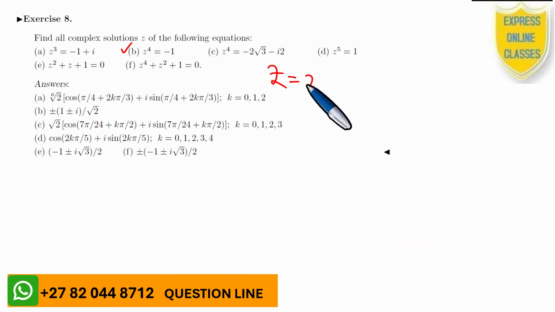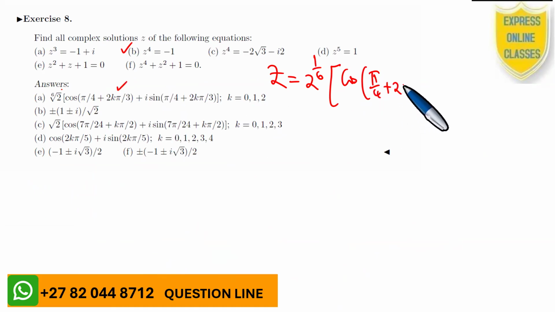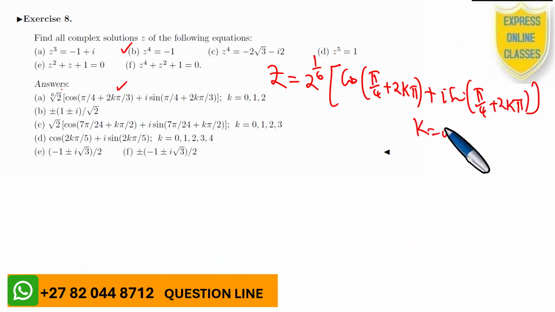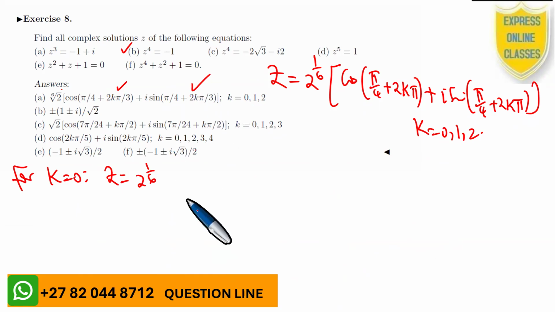Then we have 2 to the power 1 over 6, cosine of pi over 4 plus 2k pi, plus i times the sine of pi over 4 plus 2k pi, with k equals 0, 1, 2. Then you start and say for k equals 0, and you get all the roots.